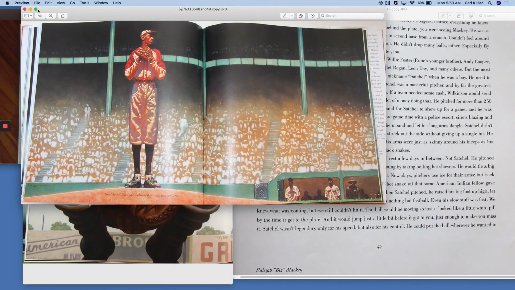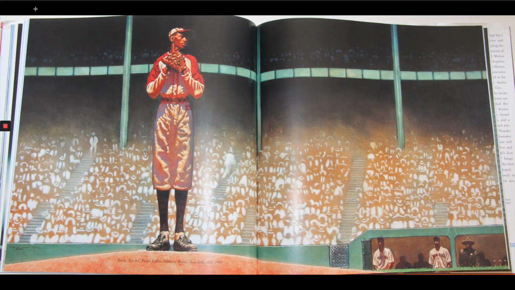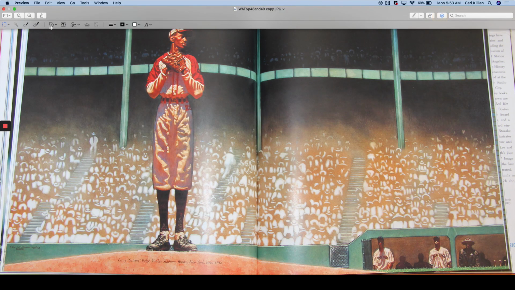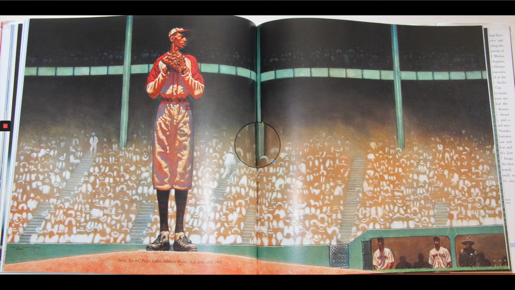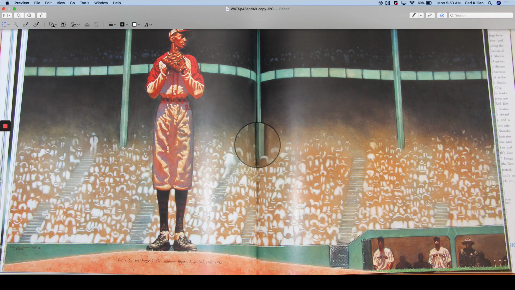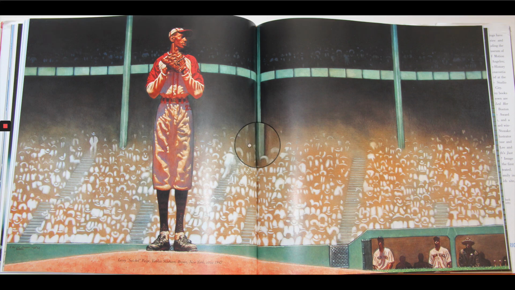I want to show the picture that can be found on page 48 and 49. This picture has a caption as well. Let's read that caption together. There it is. Oops. Leroy Satchel Paige, Yankee Stadium, Bronx, New York, circa 1942. Do you remember what circa meant? Yes, it's around 1942. Take a moment to look at this illustration.